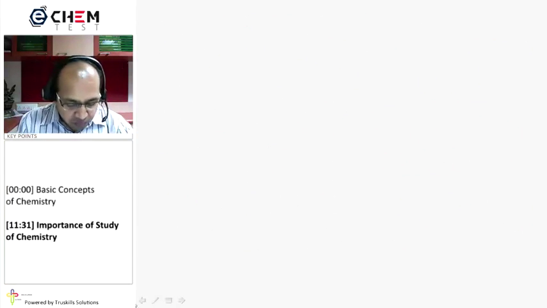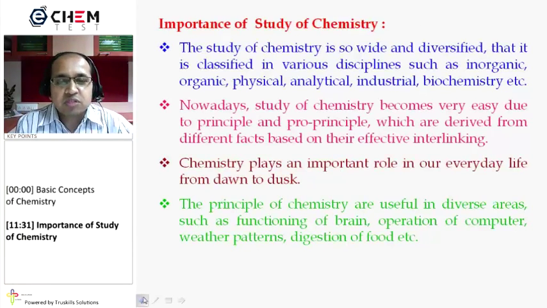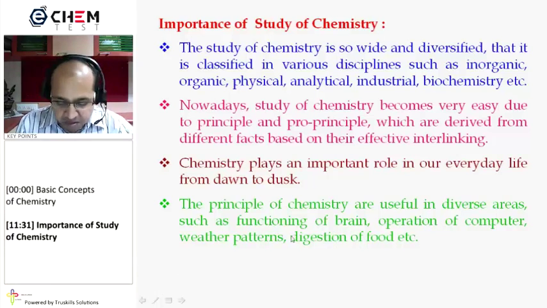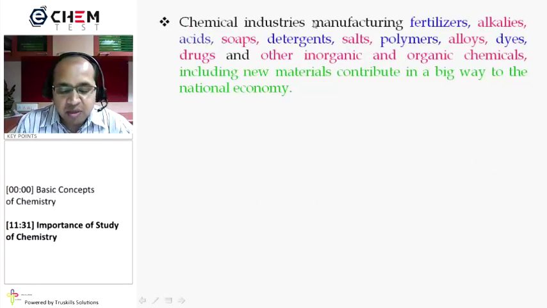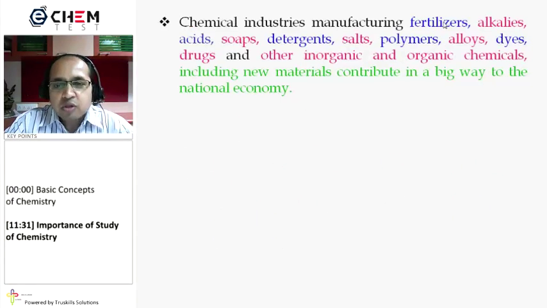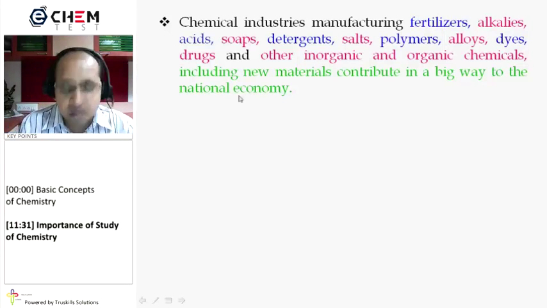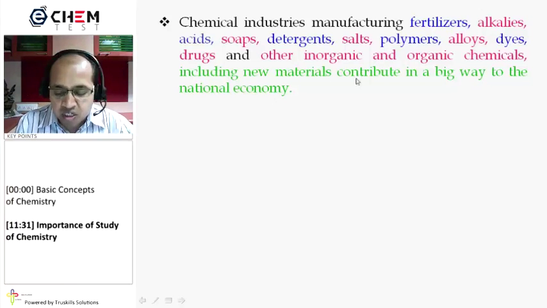Previously computers were very large. Nowadays computers have become very compact. That is possible because of certain kinds of chips and materials produced which store a large amount of data and information. Weather patterns, digestion of food, all are related to chemistry. Chemical industries manufacturing fertilizers, alkalis, acids, soaps, detergents, various types of salts, polymers, alloys, dyes, drugs, and other inorganic and organic molecules or chemicals, including new materials, contribute in a big way to the national economy.